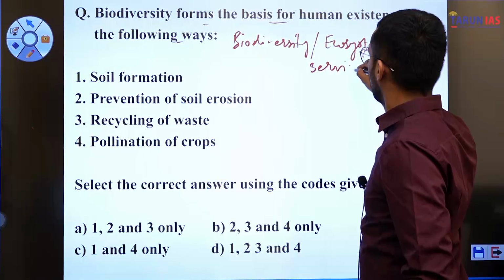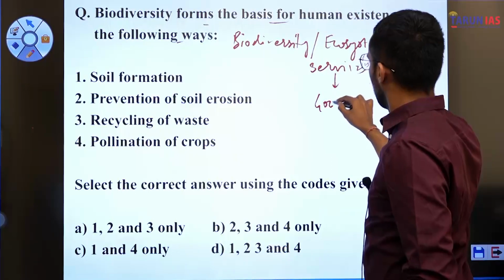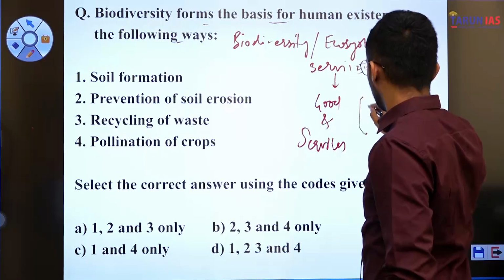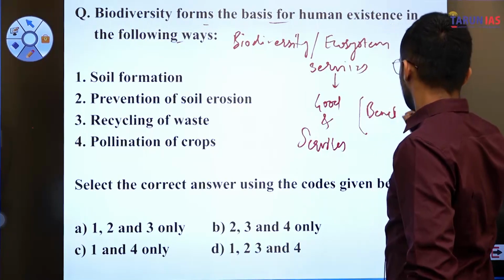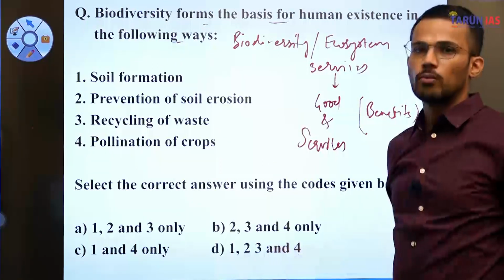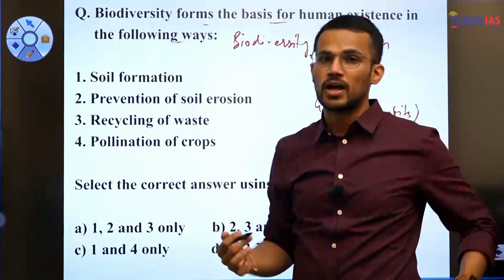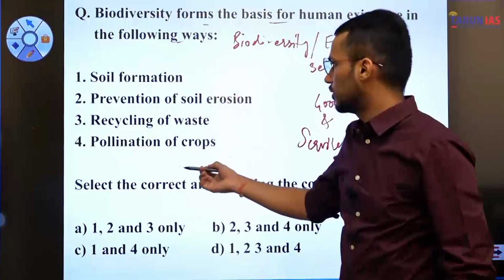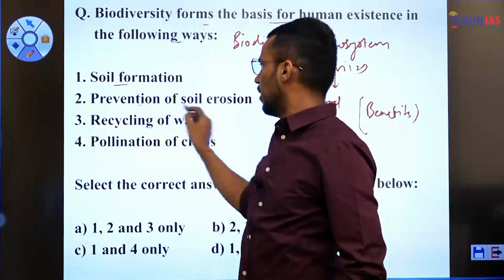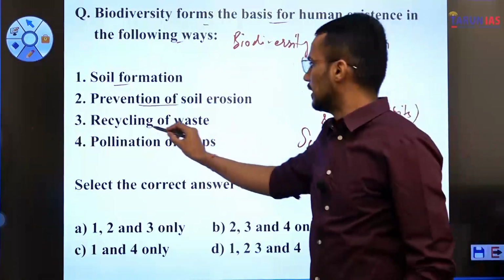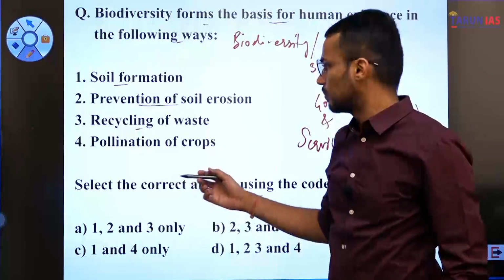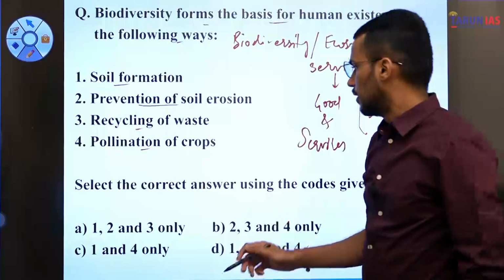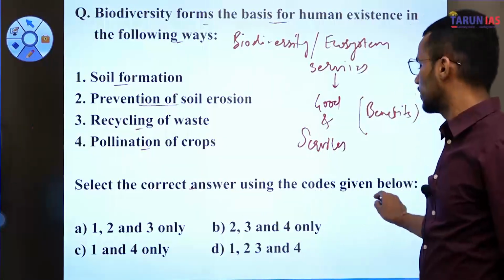So what kind of goods and services, or what kind of benefits do we receive from these different forms of biodiversity? That is the question, right? So options or statements are: first, soil formation; second, prevention of soil erosion; third, recycling of waste material; fourth, pollination of crops. Select the correct answer using the codes given below.